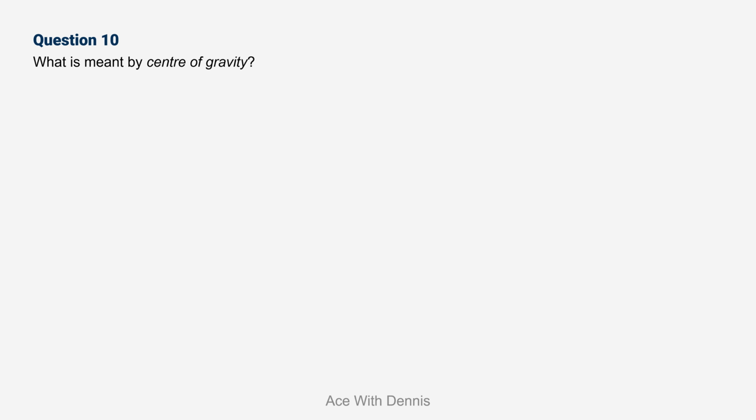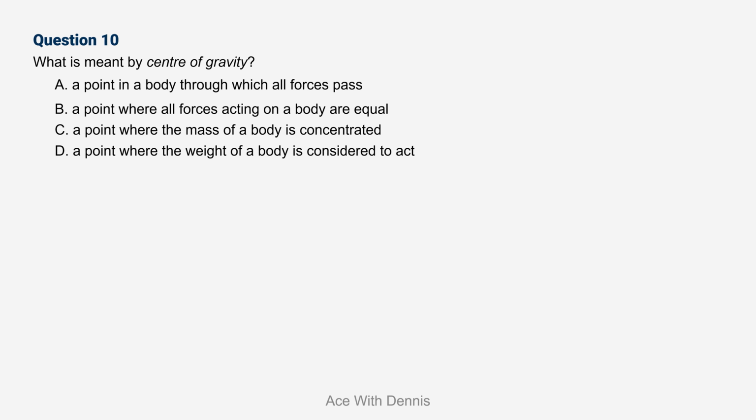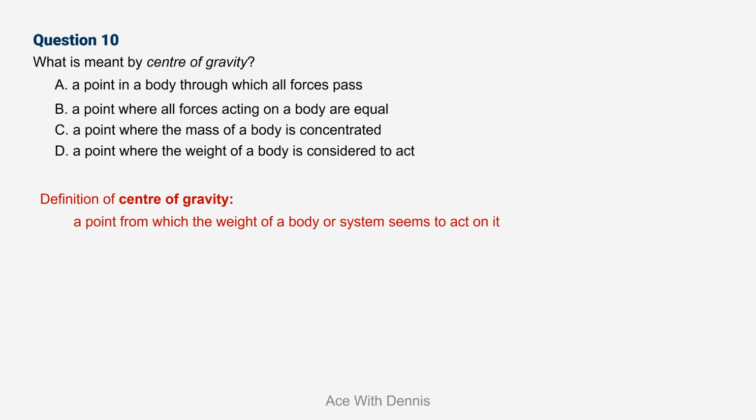Question 10. What is meant by center of gravity? A. A point in a body through which all forces pass. B. A point where all forces acting on a body are equal. C. A point where the mass of a body is concentrated. Or D. A point where the weight of a body is considered to act. To answer this question, we need to recall the definition of center of gravity, which describes it as a point from which the weight of a body or system seems to act. Based on this definition, the answer will be D, a point where the weight of a body is considered to act.